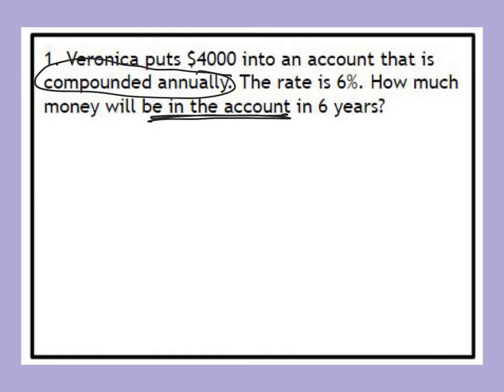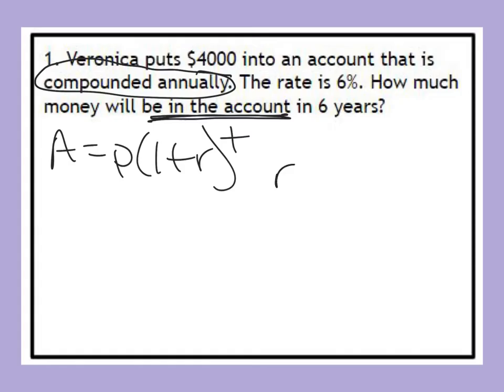Then I'm going to write my compound interest formula: A equals P times 1 plus R to the T power. At this point, I'm going to go ahead and convert my rate to a decimal. So my rate is 6%. And then if I take the decimal and move it over twice, I'm left with 0.06 as my decimal. And then the account already is in 6 years, so I don't need to convert the time.